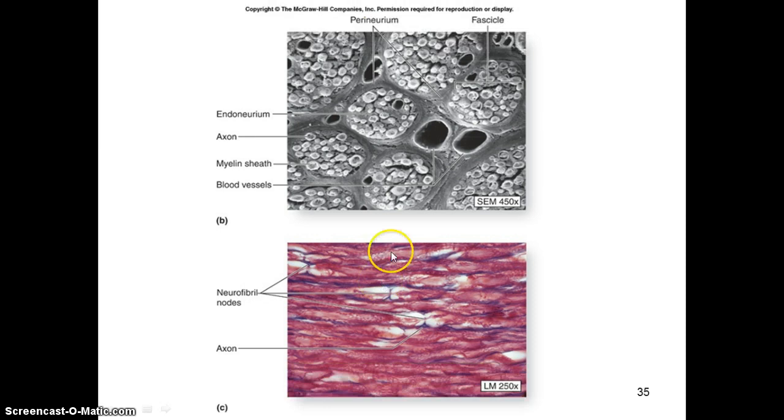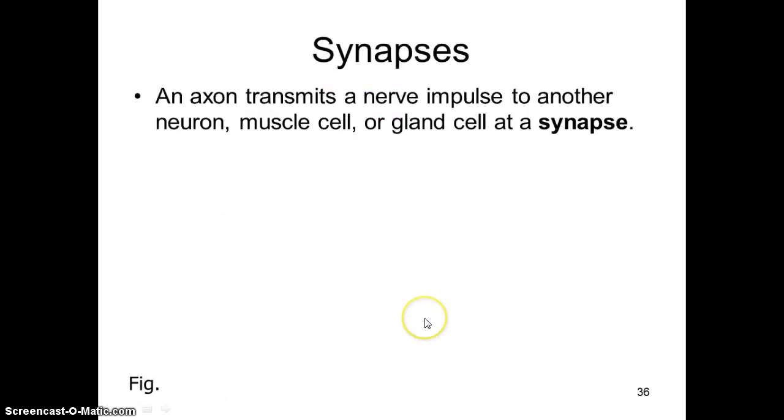And so then we can see histologically the fascicle composed of individual axons that are myelinated, and in this longitudinal section we can see myelinated axons, and here we're looking at little individual neurofibril nodes, rather. And that brings us to the next topic on synapses, which is where we'll start the next video recording.